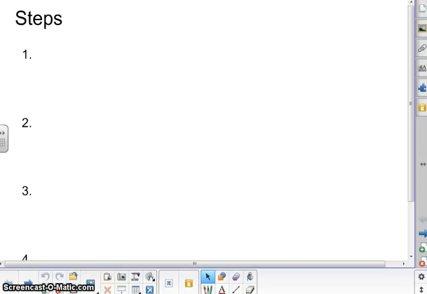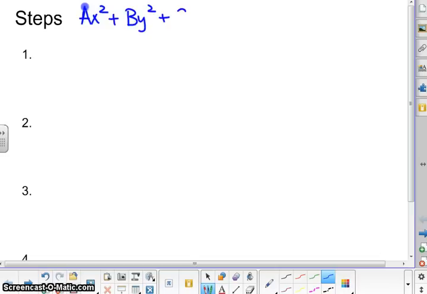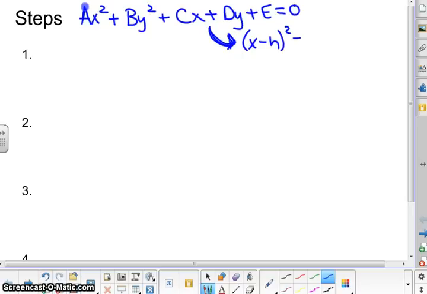Okay, so today we're still going to focus on circles, and we are going to write down the steps of how to complete the square with circles. So we are going to be given a form that looks something like this: ax squared plus by squared plus cx plus dy plus e equals 0. Lots of numbers there. A, B, C, D, E are all numbers. And then we're going to convert it into the standard form that we talked about yesterday: (x minus h) squared plus (y minus k) squared equals r squared. And the only way you can do that is by completing the square.